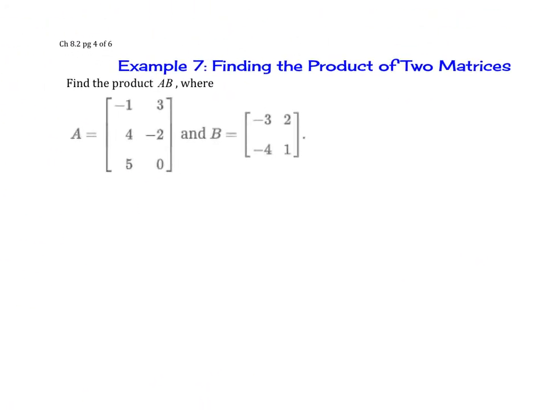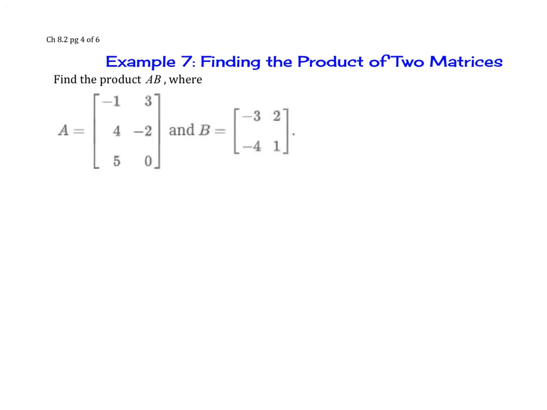So example 7, finding the product of two matrices. We're going to find the product of AB. We're given A and B. How this goes is multiplying the row by the column, okay? And so the number of columns has to equal the number of rows. So we're going to try this out.